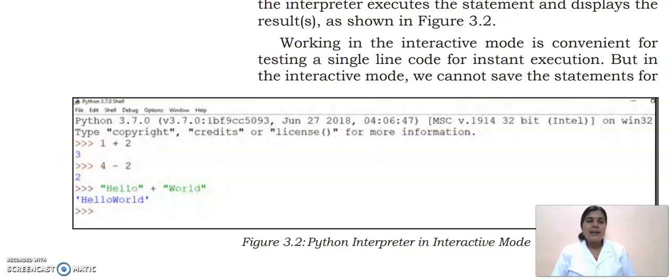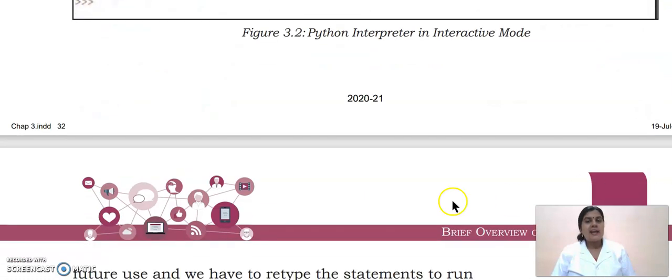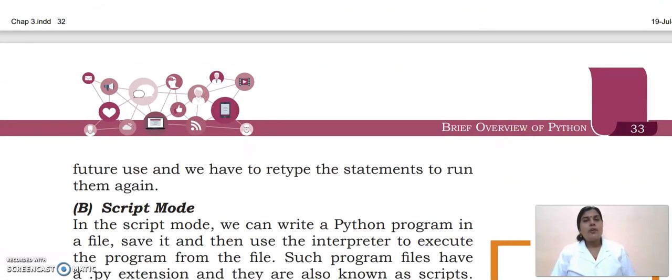But the drawback is we cannot save this program. We can do the program, but we cannot save it. It is a drawback. So we cannot use the program again and again. If we have done the program, then we can do it at that time itself. We cannot do it tomorrow, like that.